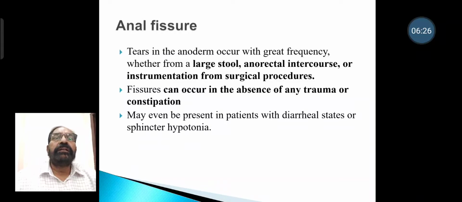Tears in the anoderm occur with great frequency, whether from large stool, anorectal intercourse, or instrumentation from surgical procedures. Fissures can occur in the absence of any trauma or constipation. They may even be present in patients with diarrhea states and sphincter hypotonia.